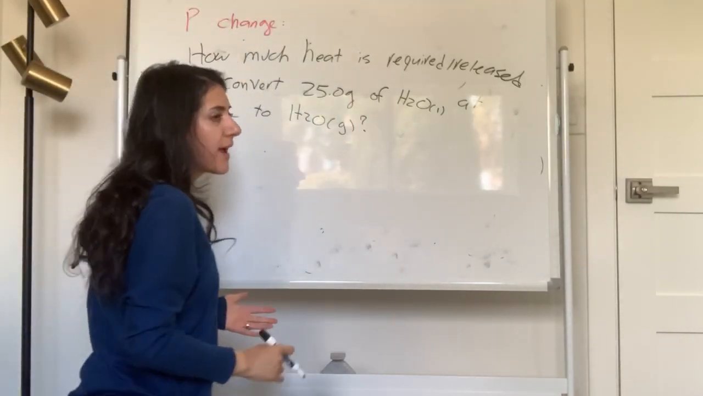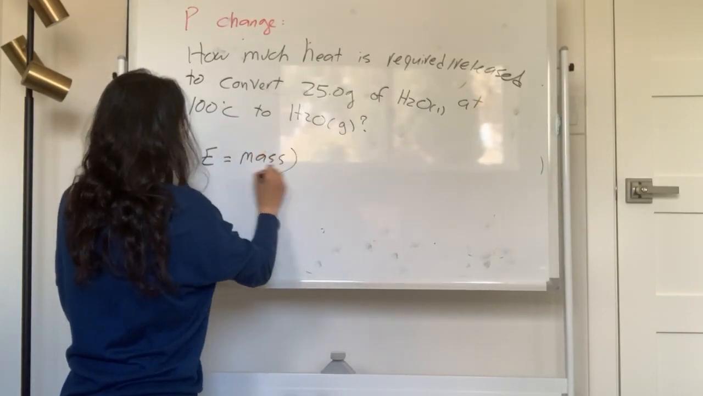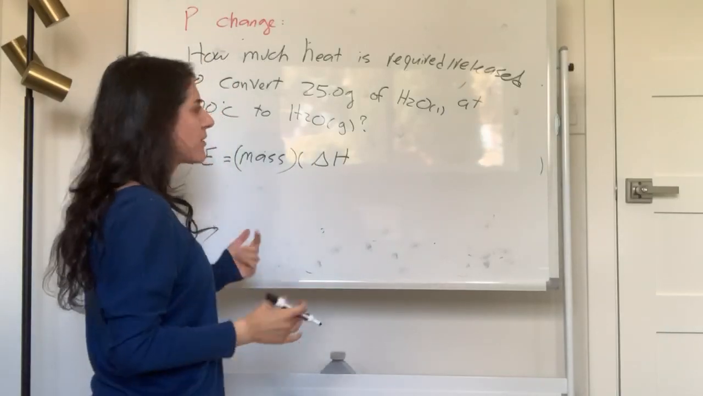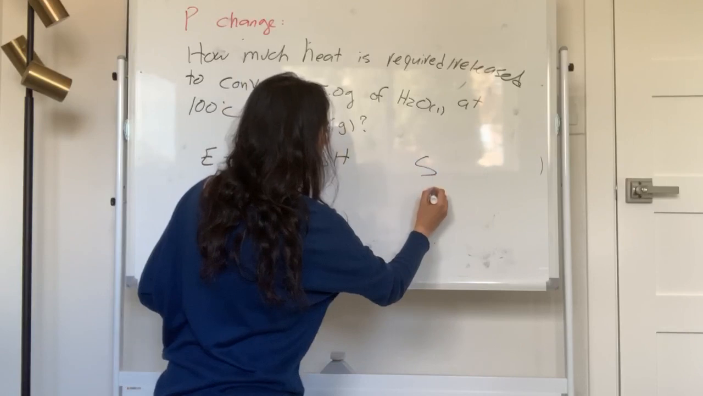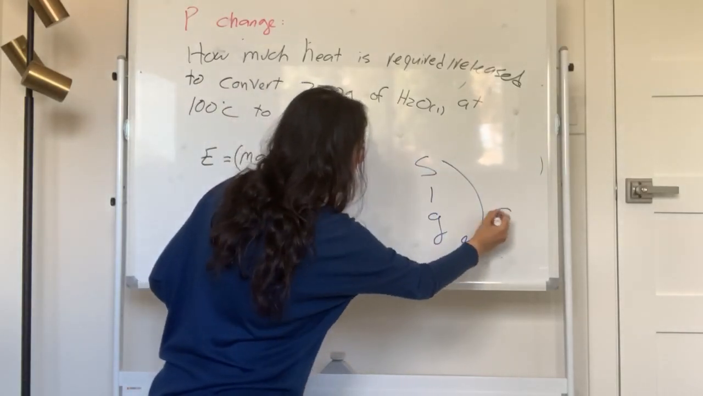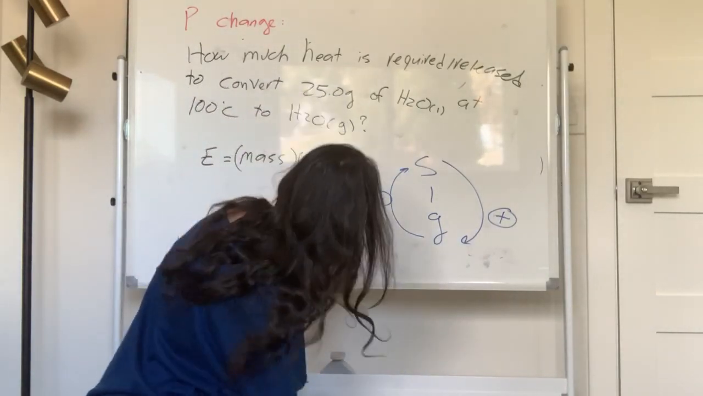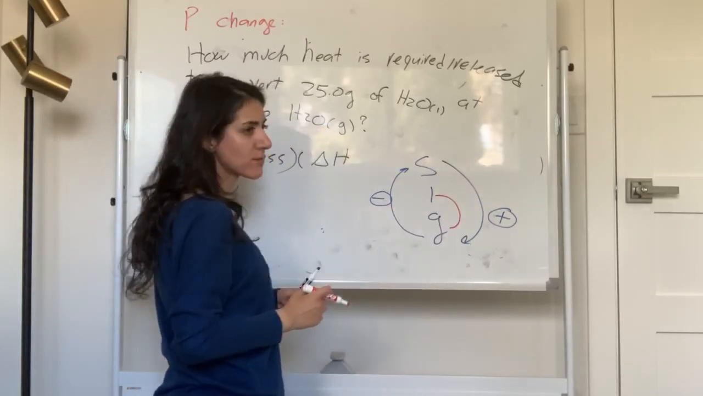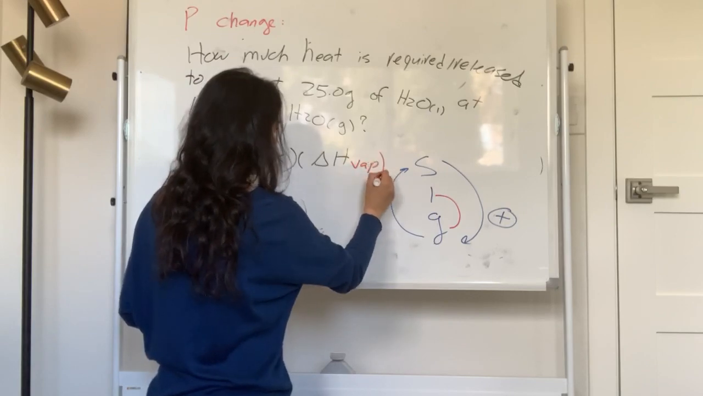Now, I know I'm doing a phase change. I go, okay, it's a phase change, so I'm going to write down energy is equal to mass times delta H, okay? Now, what type of phase change am I doing here? So solid, liquid, gas, put this up every time. You go down here, endothermic, you go up here, exothermic. What am I doing over here? I'm going from liquid to gas, right? Okay, so that's the heat of vaporization.